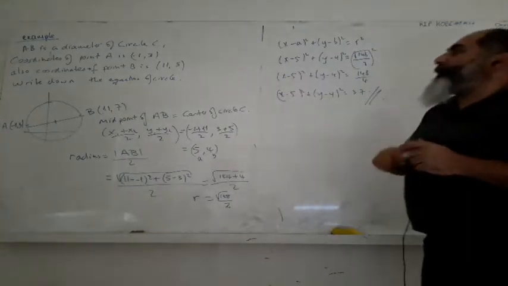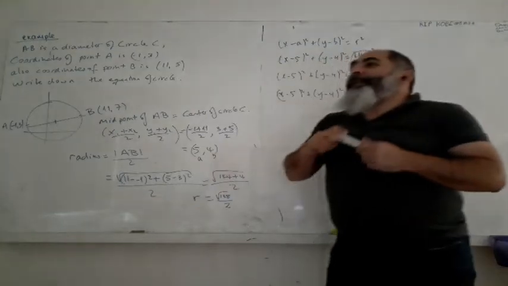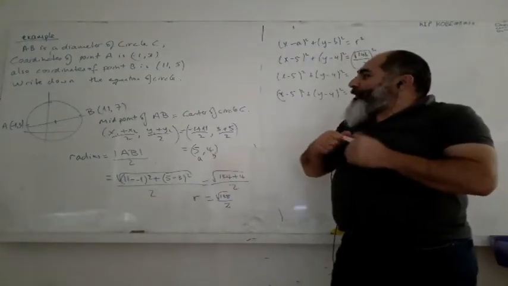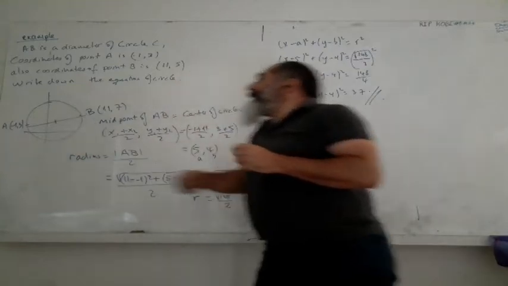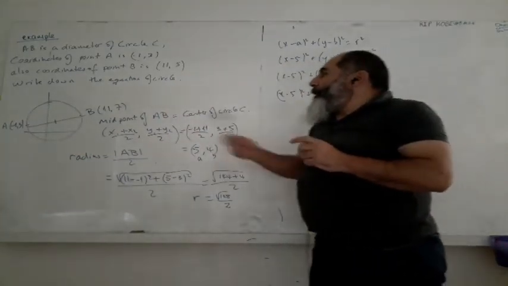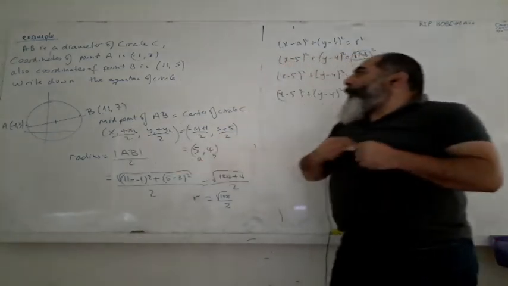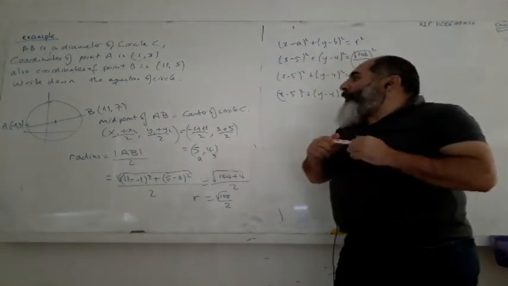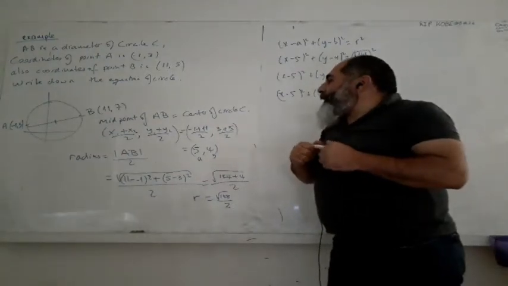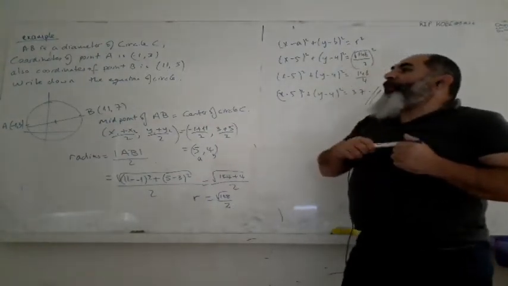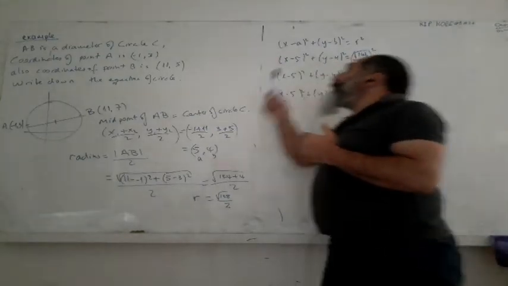This is AB, and AB is the diameter of circle C. So midpoint of the diameter is always the center of the circle. By the help of the simple formula about midpoint of 2 points, we find the center of the circle. And how do we find the radius of the circle? Because we need the radius to be able to write the equation of the circle.